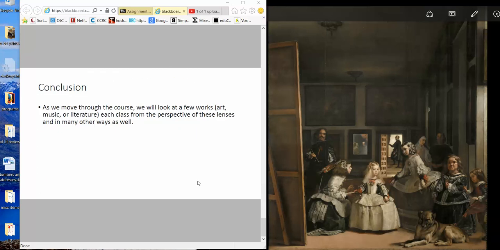So basically our idea is to look at art, music, and literature from a lot of different perspectives, which will give us a lot more insights into the works themselves.